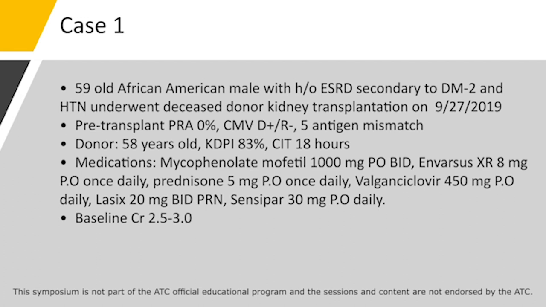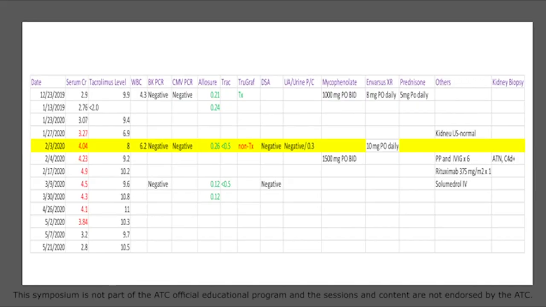Post-transplant, his creatinine came down in the range of 2.5 to 3.0, but did not get any better than this. In late January, his serum creatinine was noticed to be trending up. After transplant, we try to keep the tacrolimus levels in the range of 8 to 12, at least up to 3 to 6 months post-transplant. Patient had a couple of tacrolimus levels which were below therapeutic range.